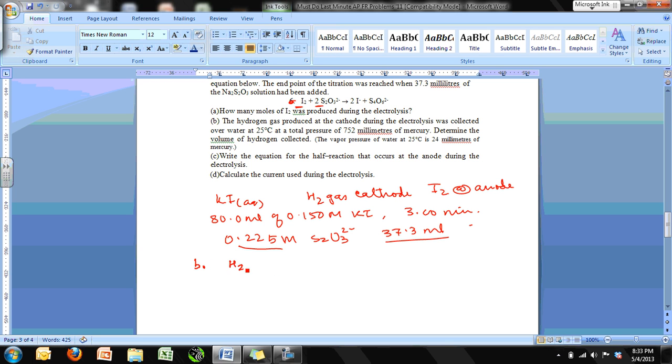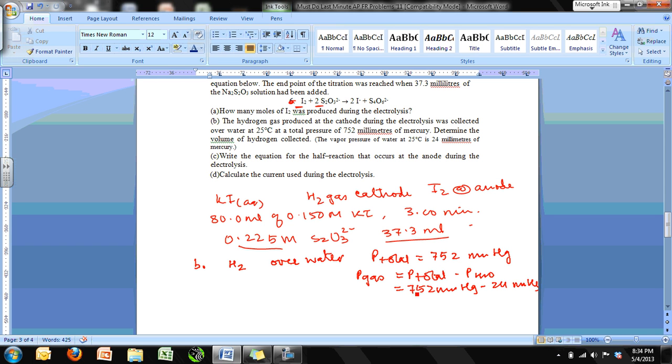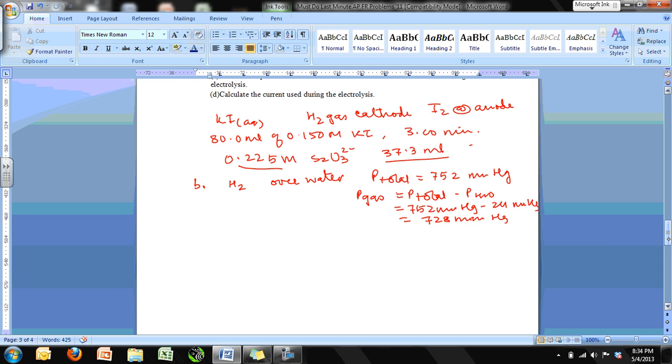So the hydrogen gas that was produced was collected over water. When you collect gas over water, remember water vapor sneaks in there, and the total pressure is 752 millimeters of mercury. So the pressure of the gas will be P total minus P of water. P total is 752 millimeters mercury, and the pressure of water is 24 millimeters mercury. So the pressure of the gas is 728 millimeters mercury. And you know that this gas is collected under non-standard conditions.